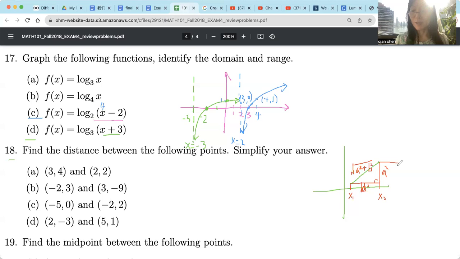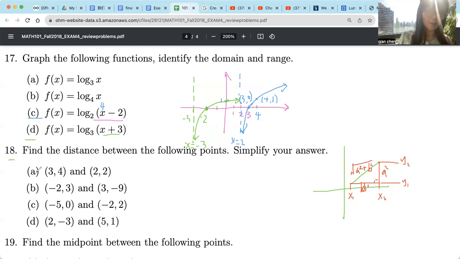Same thing, how do I find A? If I call this point has y1, so the first point has x1 and y1, and the second point x2, y2. So A is the difference between the y values. So B is the difference between the x values. A is the difference between the y values.